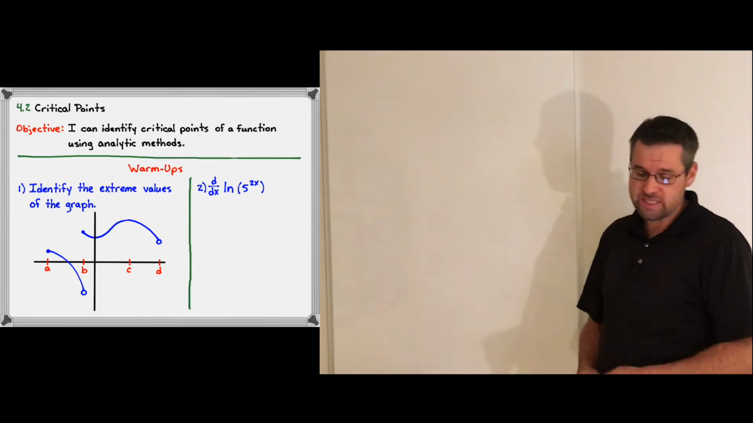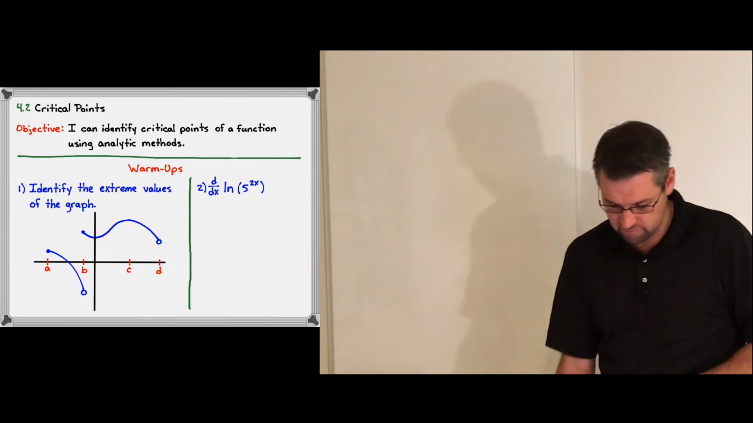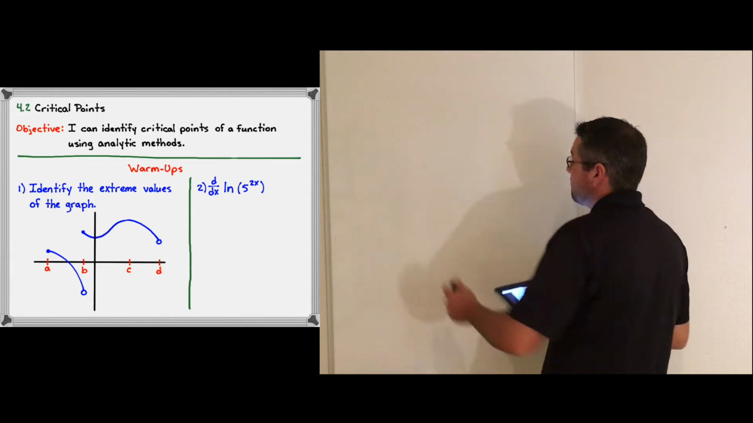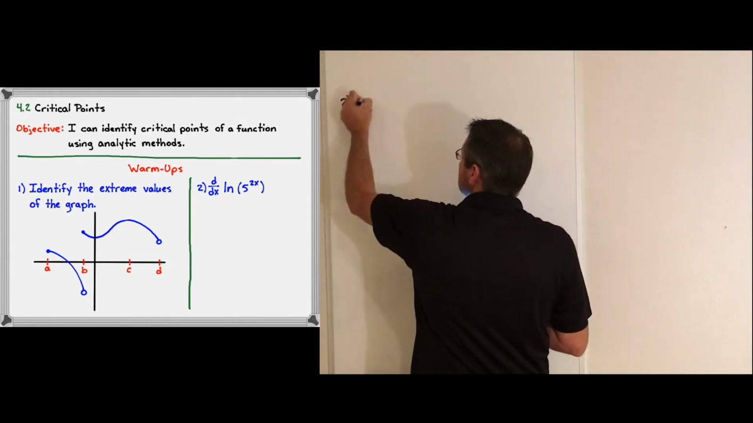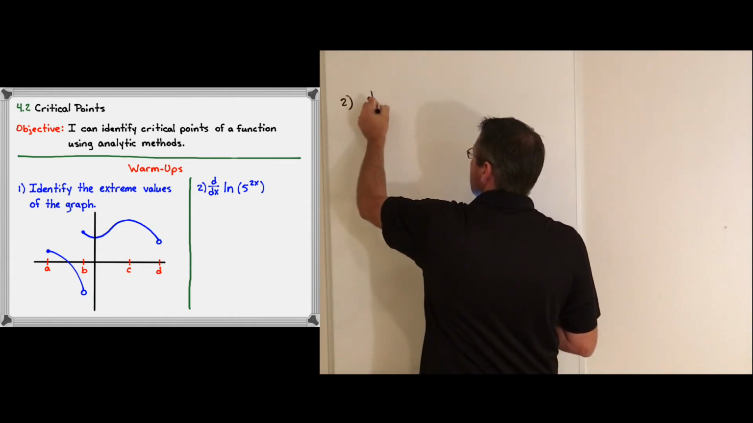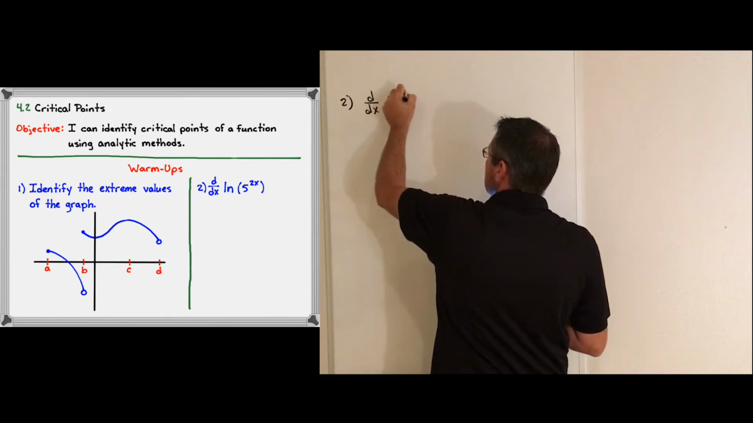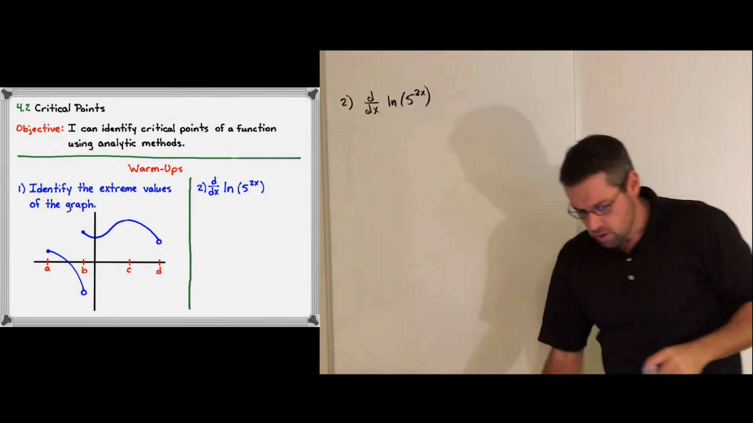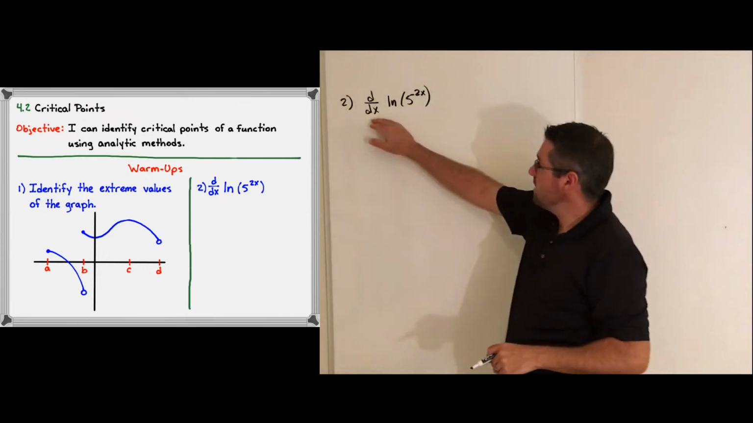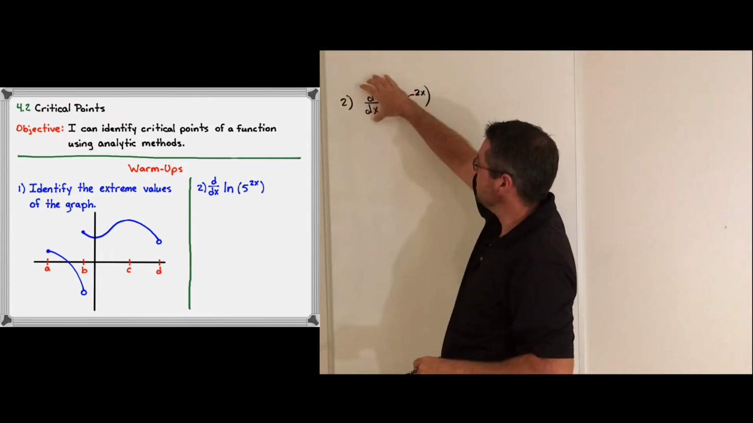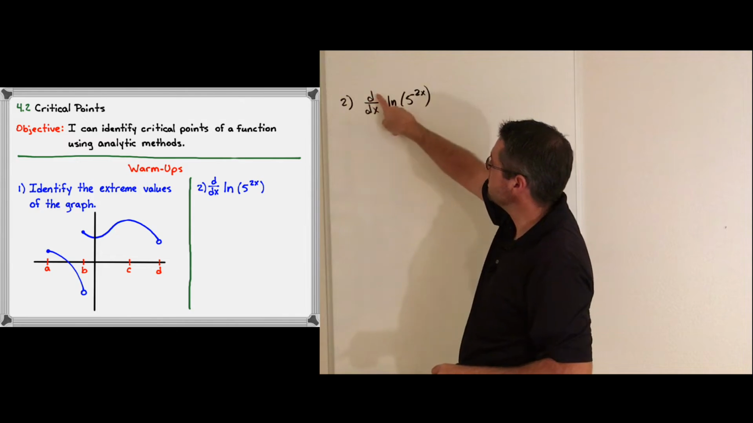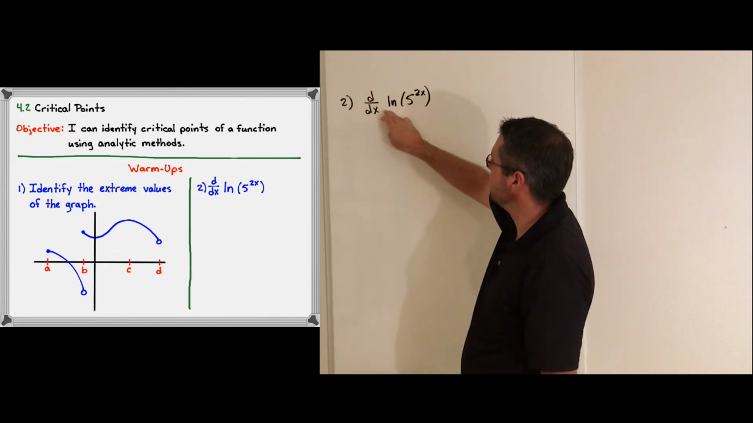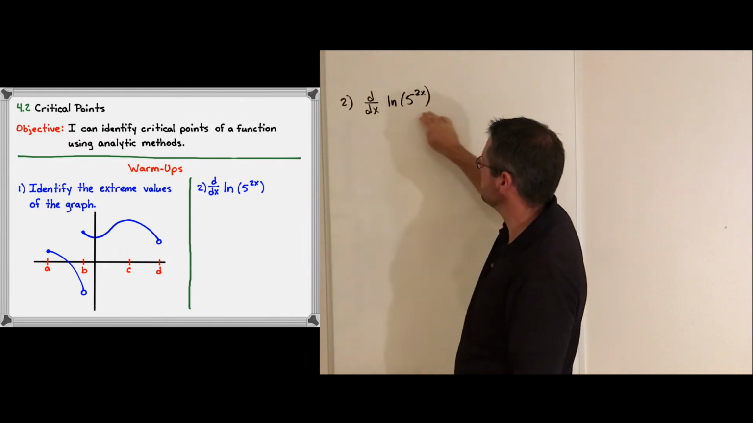So for number 2, it's asking us to take the derivative of natural log of 5 to the 2x. The derivative in respect to x of natural log of 5 to the 2x. So again, keeping in mind that this is an action, this is a verb here. It's telling us to do something here. It's telling us to take the derivative in respect to x of this function.